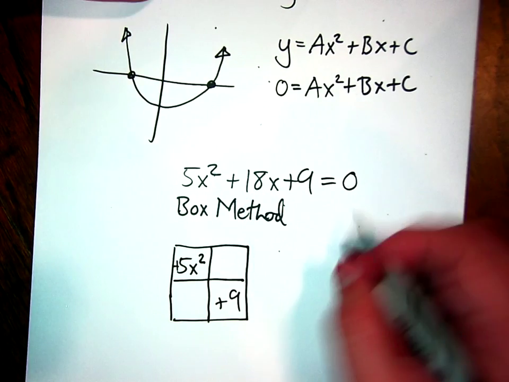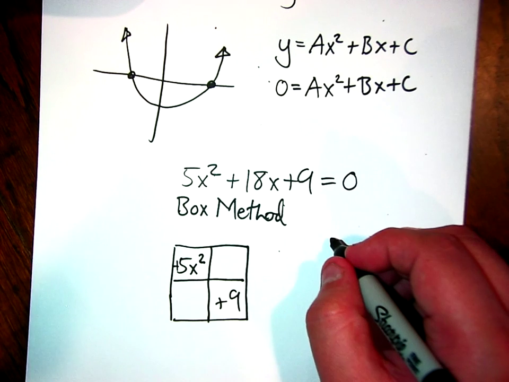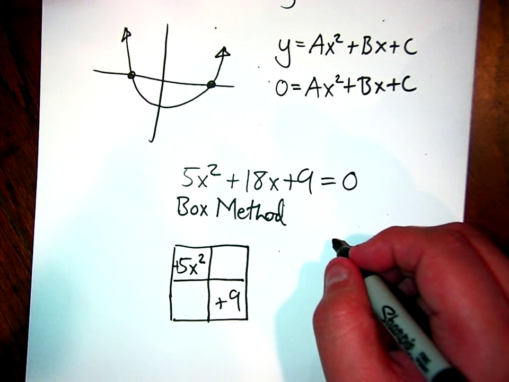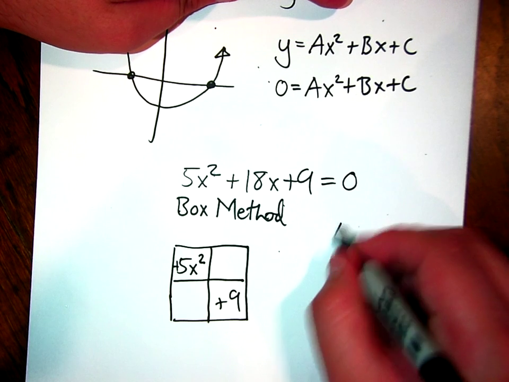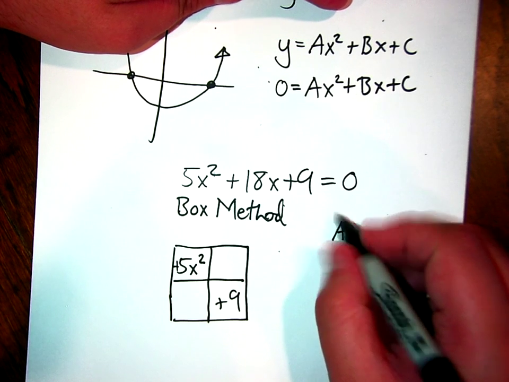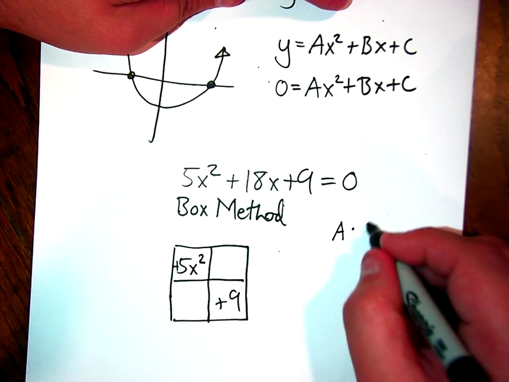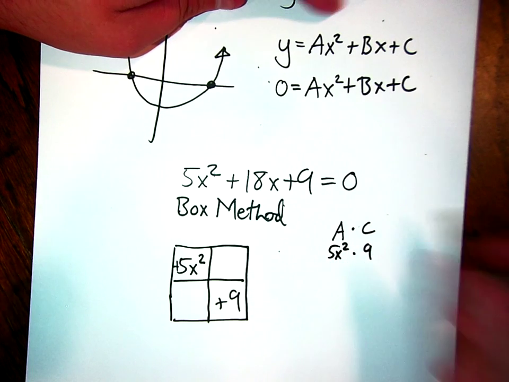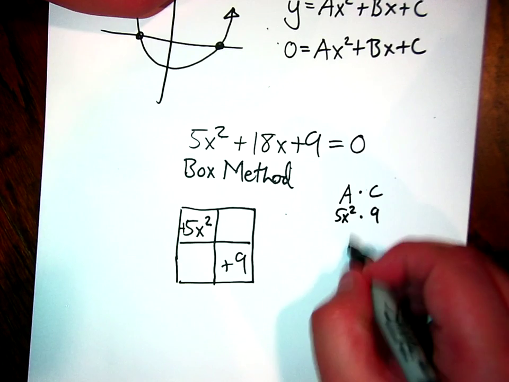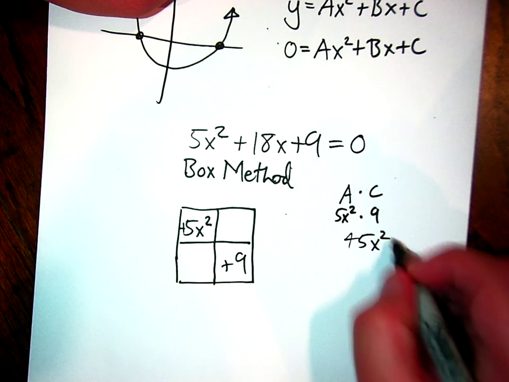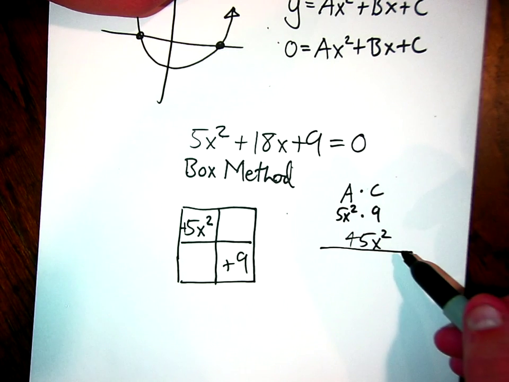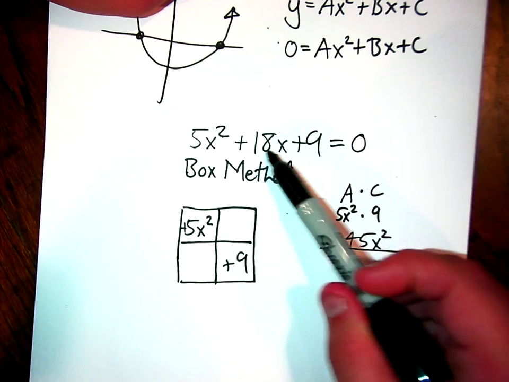And we need to know what factor do we need? What number do we need to find factors for? We're going to find that out by multiplying our first term, the a term, times the last term, the c term, or the 5x squared times 9. And that's going to come out to 45x squared. So I'm looking for factors of 45x squared that add to give me 18.